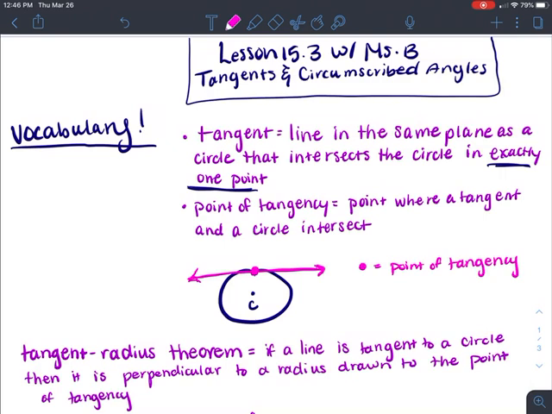The point of tangency is the point where a tangent and a circle intersect. So that's right here. That's exactly where they hit. So that's the point of tangency.